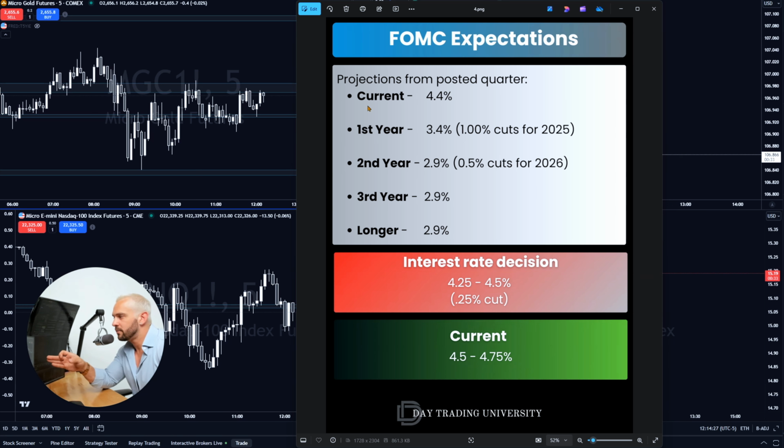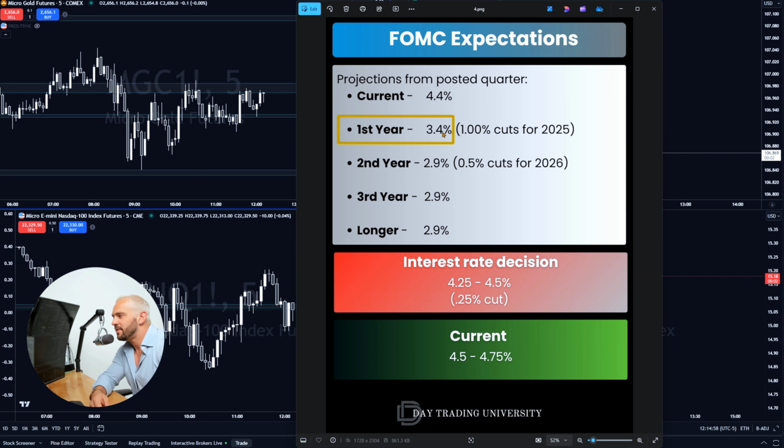Now in terms of projections, like I said before, this is projections posted from the quarter. So from fourth quarter, currently 4.4%. That's what they're expecting. And that's this. That matches with this, right? 4.25 to 4.5. It's like 4.35, 4.4%. Well, 4.375% to be exact. I don't want to throw a bunch of numbers at you to make this confusing. I just want you to see what these numbers are, because this is going to be important when that data is released. Now, first year, you can see the expectations, 3.4%.